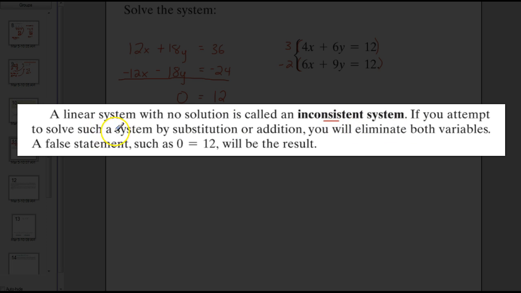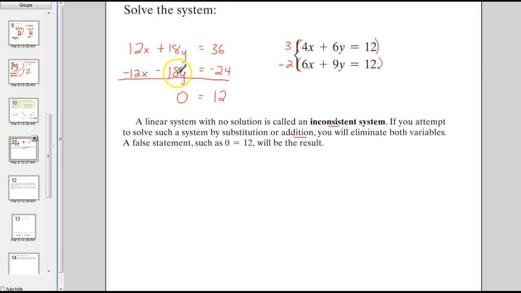If you attempt to solve such a system by substitution or addition, we used addition, you will eliminate both variables. X is gone, now y is gone also. And then a false statement like 0 equals 12 will be the result. 0 equals 12 is never true. 0 can't be equal to 12. So this system can't have a solution. This is an inconsistent system, which means no solution. And it's fine to put the little no solution symbol, which is an empty set symbol, a 0 with a line down through the middle of it.